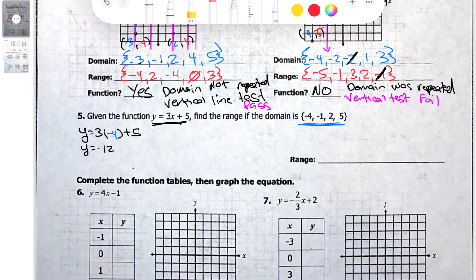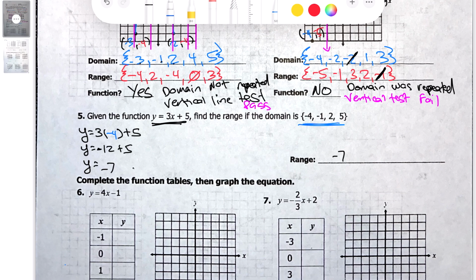So y equals -12 plus 5, because 3 times -4 is -12. And then we would subtract these because 12 is negative, 5 is positive. They're opposites. One's negative, one's positive. So I'm going to subtract. And then the bigger number, which is 12, there's more negatives than positives. So I'm going to end up with -7. So that's the first part of my range here. So I can even put that on the list, -7.